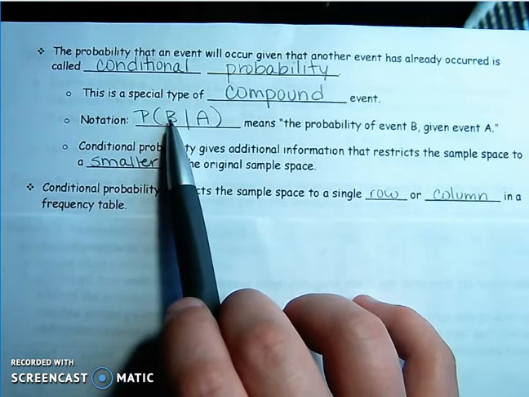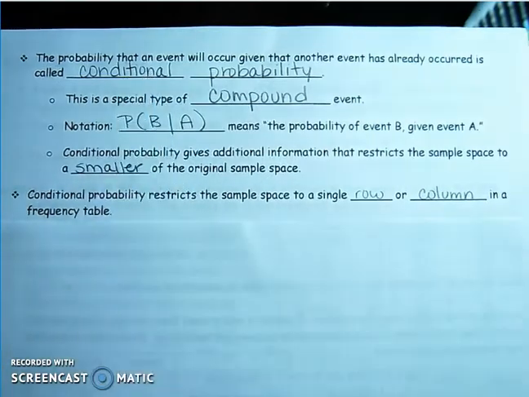What's the probability that B will also happen? Conditional probability gives additional information that restricts the sample space to a smaller number of the original space. What that does is it gives us a higher probability.